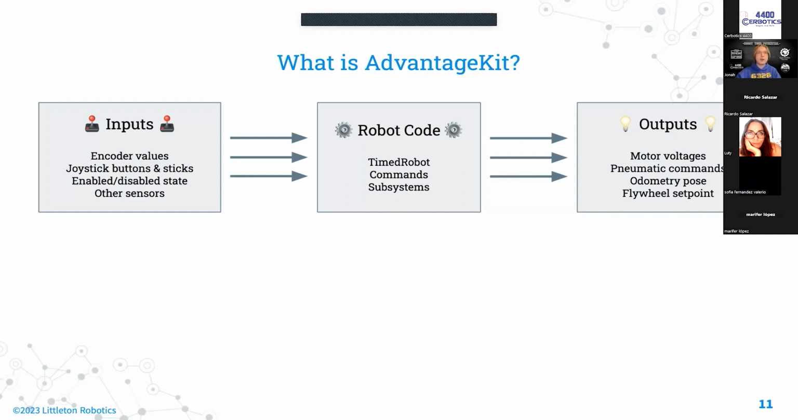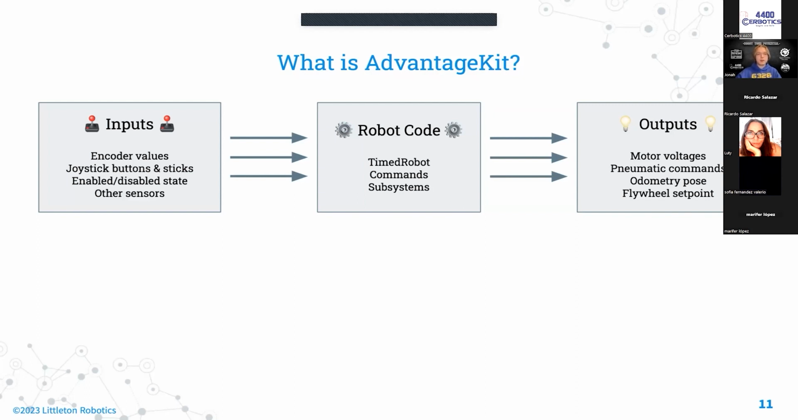So here I have a very simple diagram. Fundamentally, all the robot code is doing is reading a set of inputs in order to produce a set of outputs. So inputs are things like encoder values, joystick buttons and sticks, the enabled or disabled state, and any other sensors on the robot.